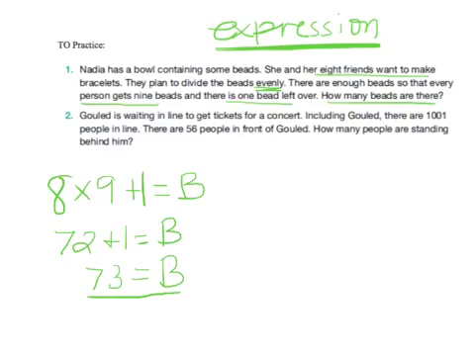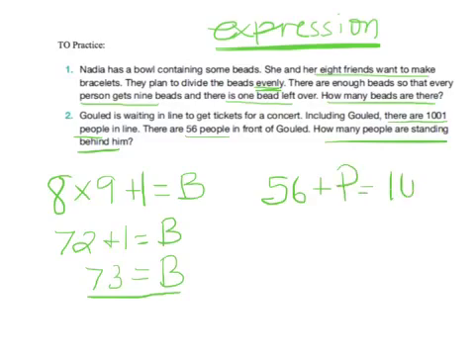Press pause and try the second one if you haven't already done so. The second one, let's take a look. Gould is waiting in a line to get tickets for a concert. Including Gould, there are 1,001 people in line. There are 56 people in front of Gould. How many people are standing behind him? So we have 56 plus something, the number of people perhaps, that's going to equal 1,001, but that includes him, so we're going to go 1,000. Now we're going to use guess and test to try to figure it out.